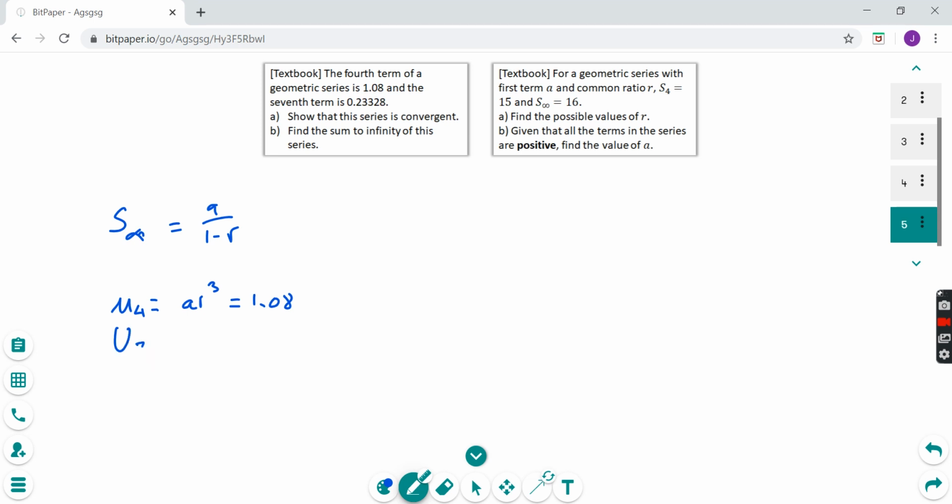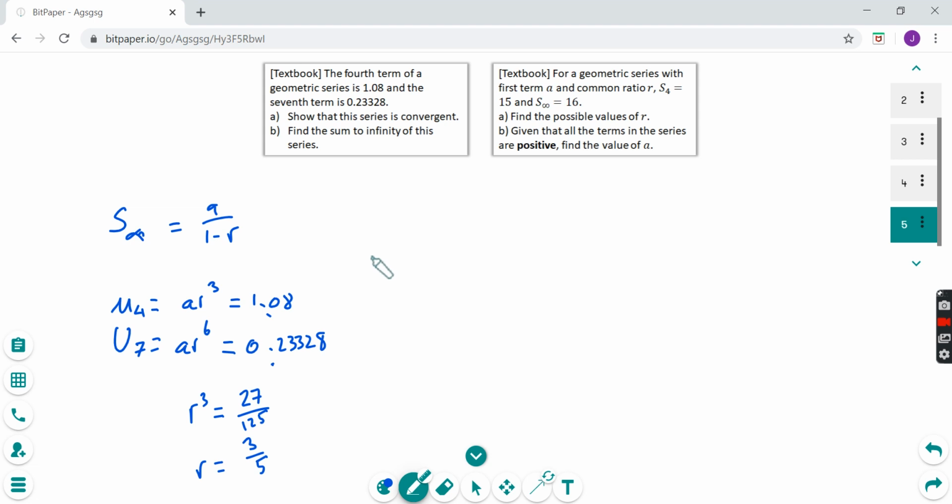The seventh term here is ar to the 6, it's n minus 1, remember? And this number here. So I'm going to go ahead and divide the bottom one by the top one, and that's going to give me r cubed. Okay, so r cubed is going to be 27 over 125, my calculator tells me. So r is 3/5.